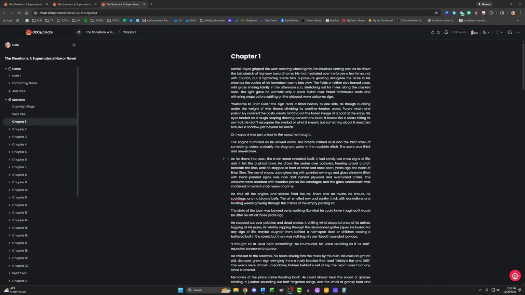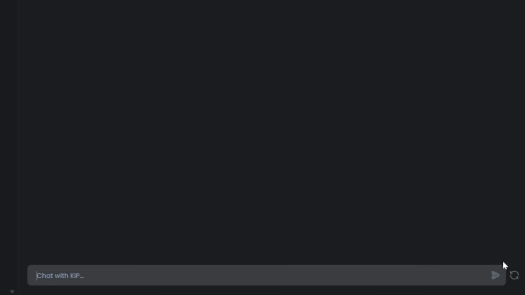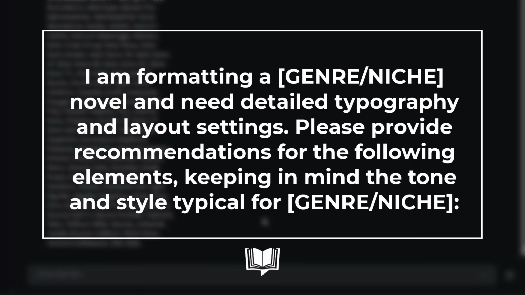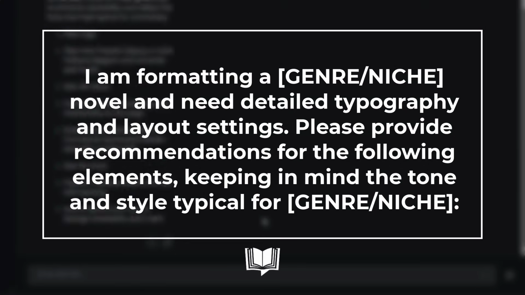I'm rather indecisive with font choices, sizes, spacing, and more, so I go to Kip for the answers. If you already know your fonts and sizing, you can skip this step. Click the Chat Kip bubble in the bottom right and ask it for niche-specific formatting. It'll read something like this: I'm formatting for a specific niche and need detailed typography and layout settings.